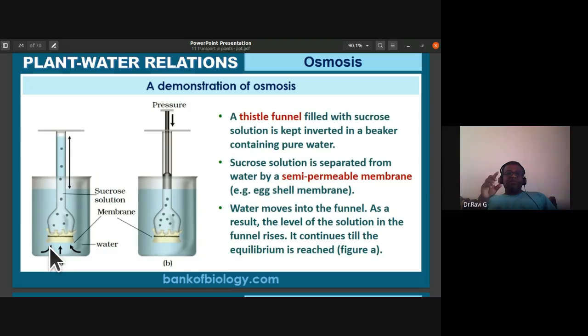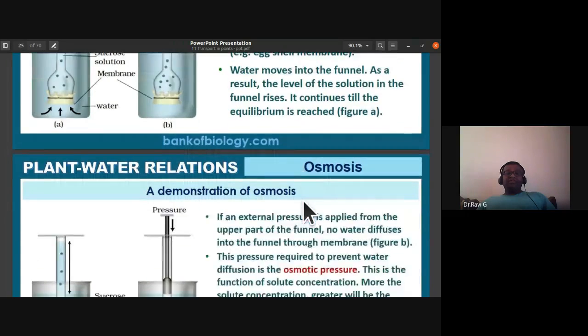So the sucrose solution is separated from water by the semi-permeable membrane, the eggshell membrane, which is covered at the mouth of the thistle funnel. Water moves into the funnel as a result of osmosis. The level of the solution in the funnel rises. It continues till equilibrium is reached.